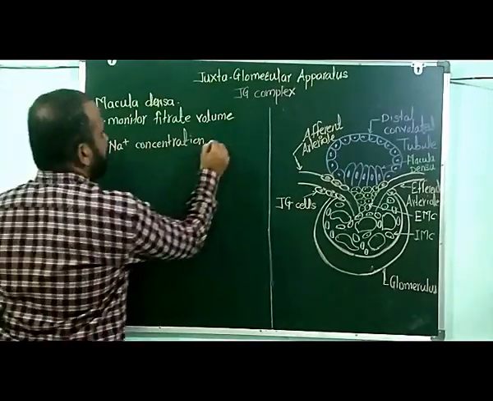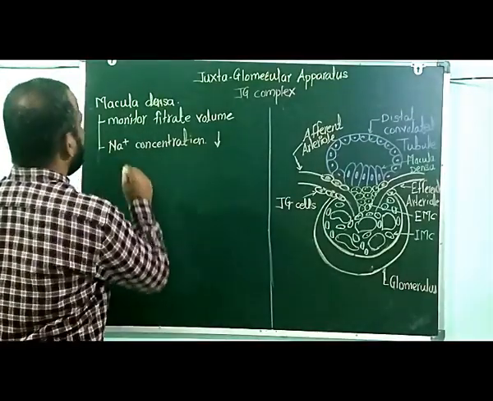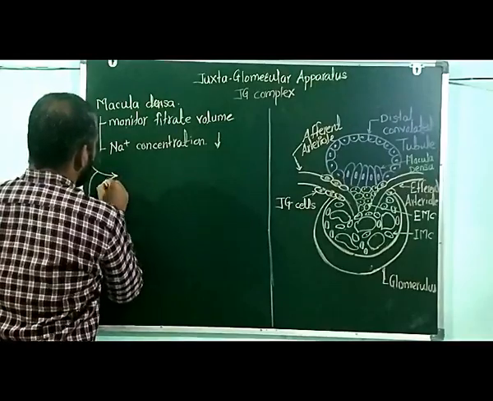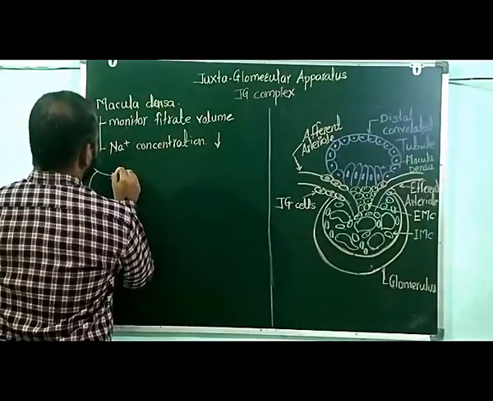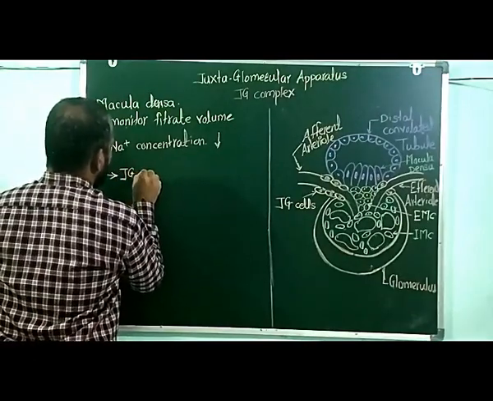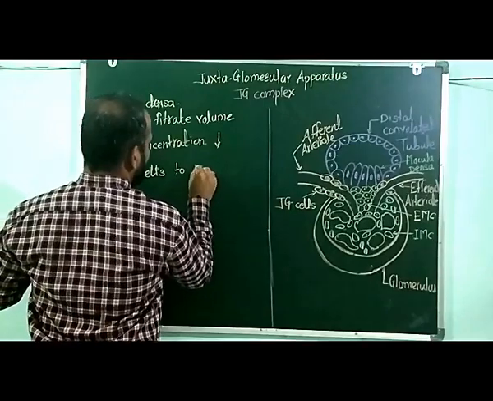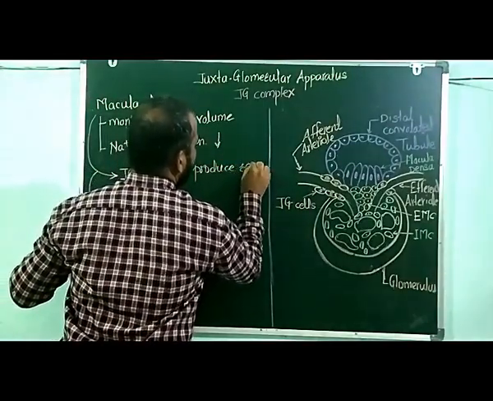When the concentration of sodium drops, it will result in two functions. These macula densa cells perform two important functions. They stimulate the JG cells to produce renin.